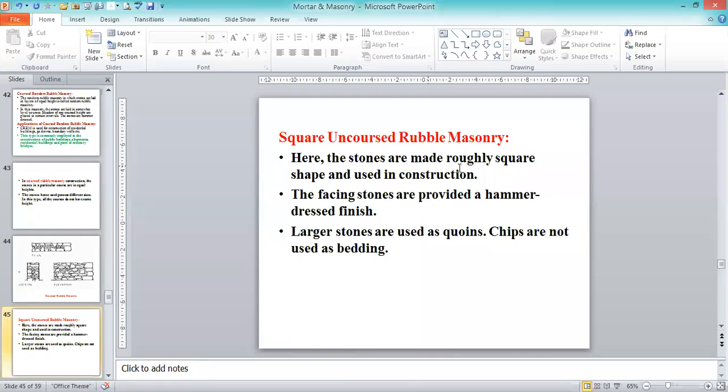Here the stones are made roughly square. We can see that roughly square shape used in the construction. That's why we call it square rubble masonry. And we are going from different directions, either length or width of the stone, and we keep it in one layer. So then we call it the uncoursed one. Larger stones are used as squares. Chips are not used as bedding. The facing stones are provided with a hammer dressed finish.